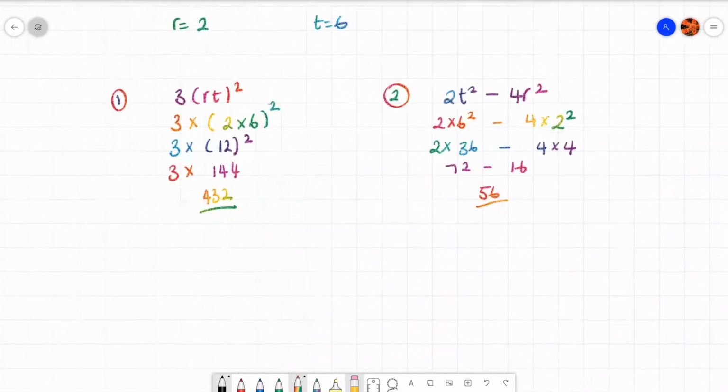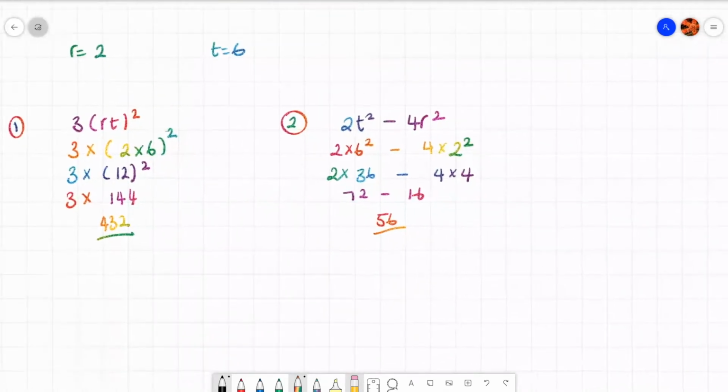Let's do one more just to show you a tricky question that you might get confused with. RT all squared minus RT squared. Now, this is a very important question because pupils generally get mixed up with this. So let's start by substituting. RT here means R times T. So that's 2 times 6 squared.